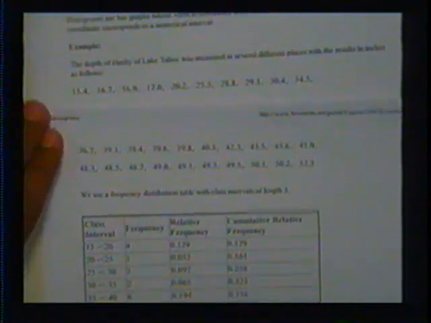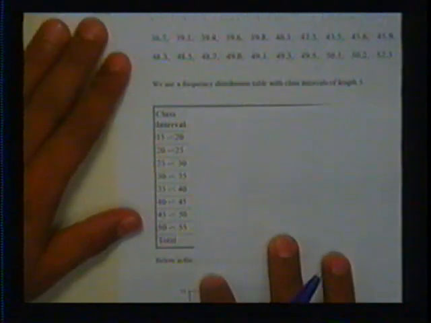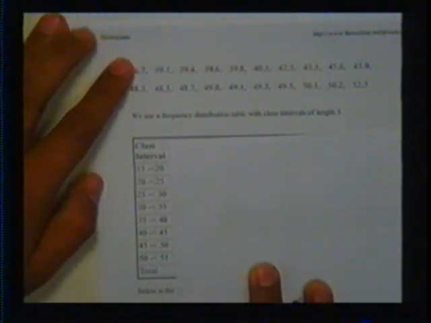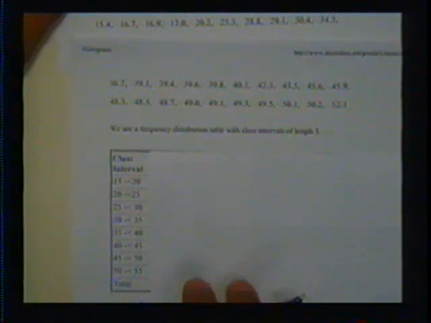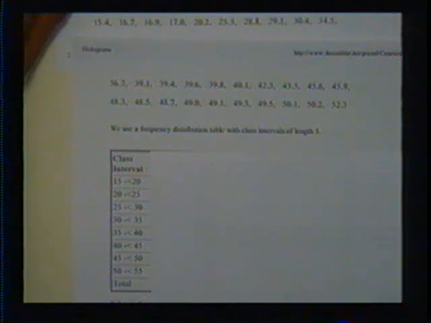So now can you calculate the frequency? Let's suppose these are the class intervals you have been given. Can you read it? Yes. So now try to calculate the frequency. Basically, how many measurements you have between 15 and 20, which are greater than or equal to 15 but less than 20.